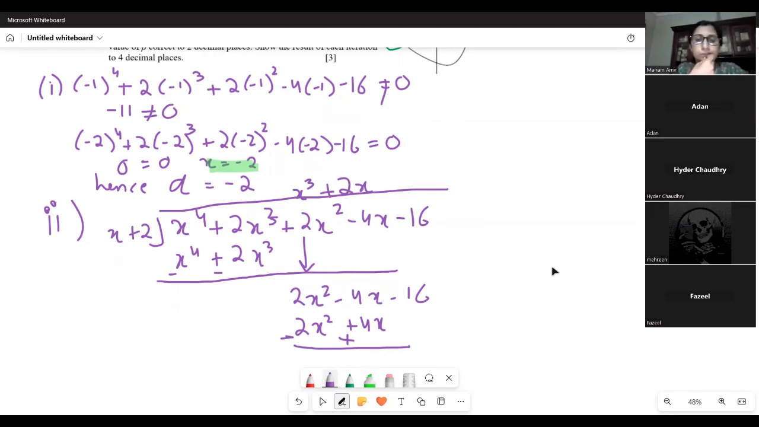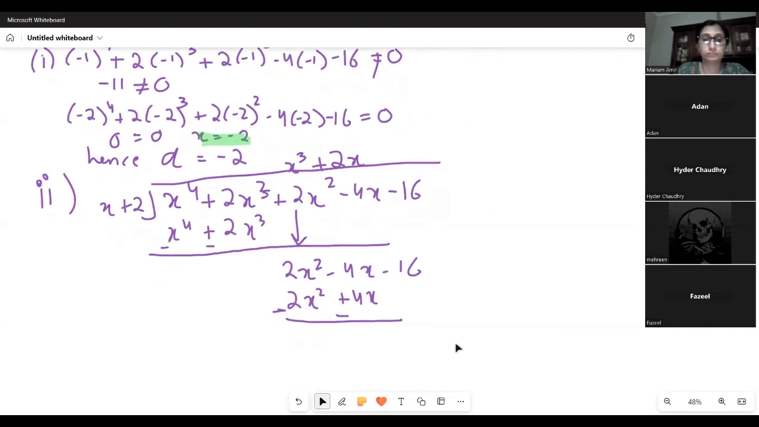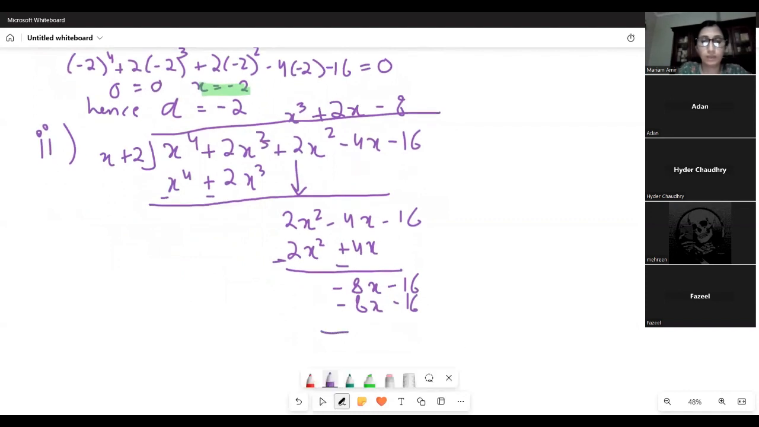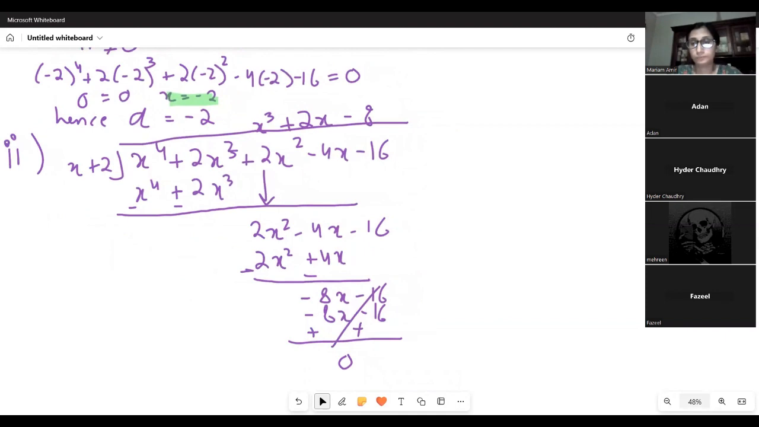What is happening here? Oh, sorry, that's minus as well. So we get minus 8x minus 16. So then we write minus 8 here. So minus 8x minus 16. Change the signs. And we get a remainder of 0, as we should, since x plus 2 was a factor of x power 4 plus 2x cubed and so on.